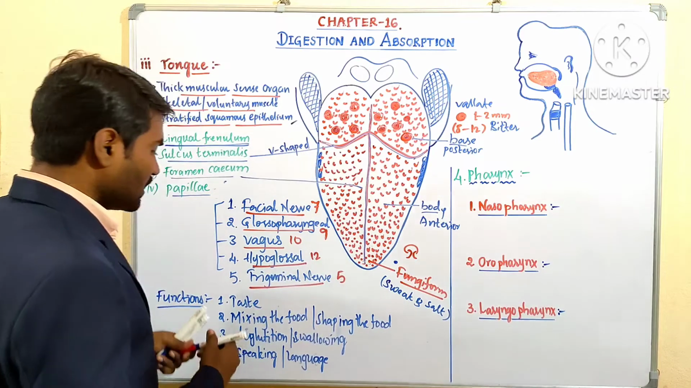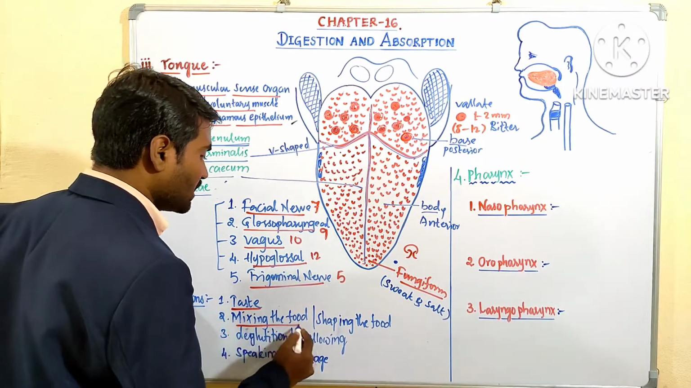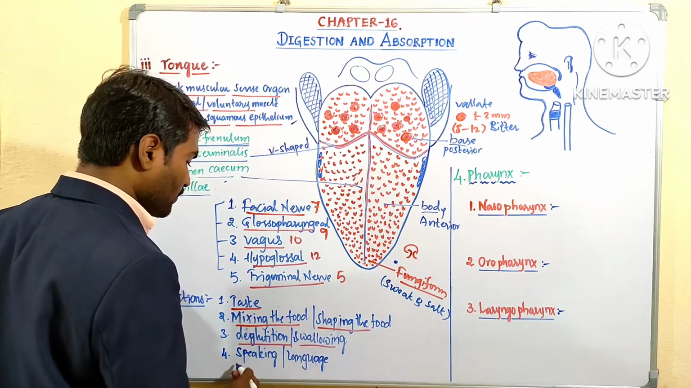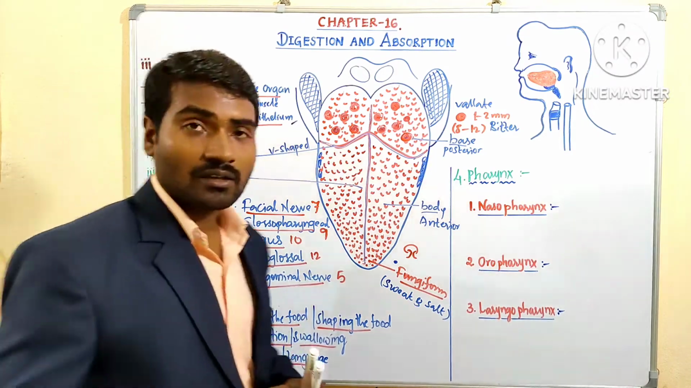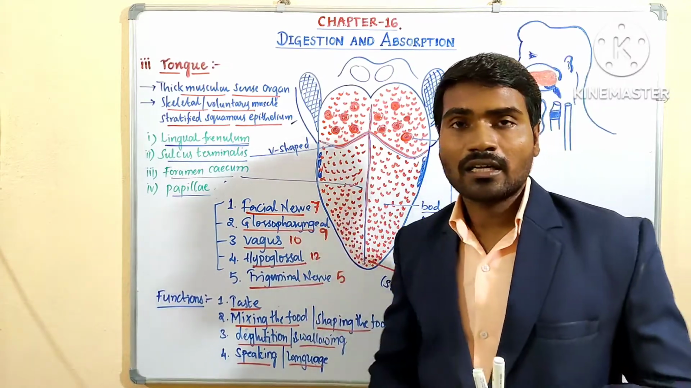So these are the functions of the tongue. It helps in the identification of taste, mixing and shaping of food, deglutition or swallowing, and also speaking. So this is about the overall structure and functions of the tongue.